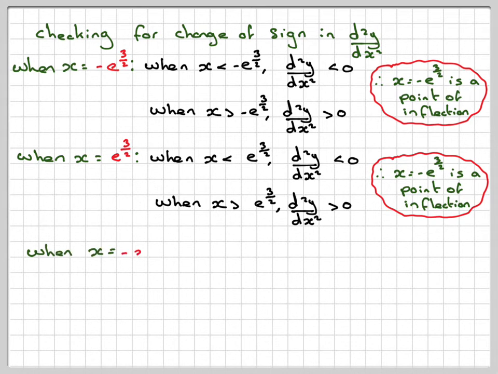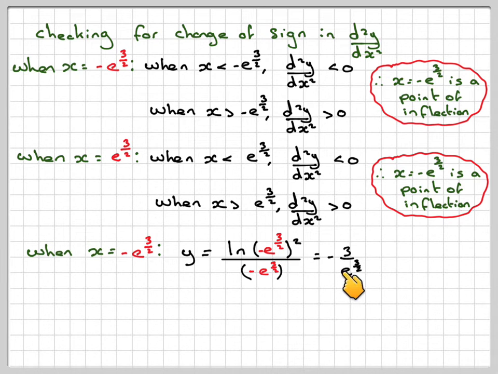Find the y-coordinate. So when x is equal to minus e to the 3 over 2, you're going to have y equal to ln of (minus 3 over 2) squared over e to the minus 3 over 2. The minus sign will become positive when you square it, and the 2s will disappear. So we're going to get minus 3 over e to the minus e to the 3 over 2. The minus sign comes from here.